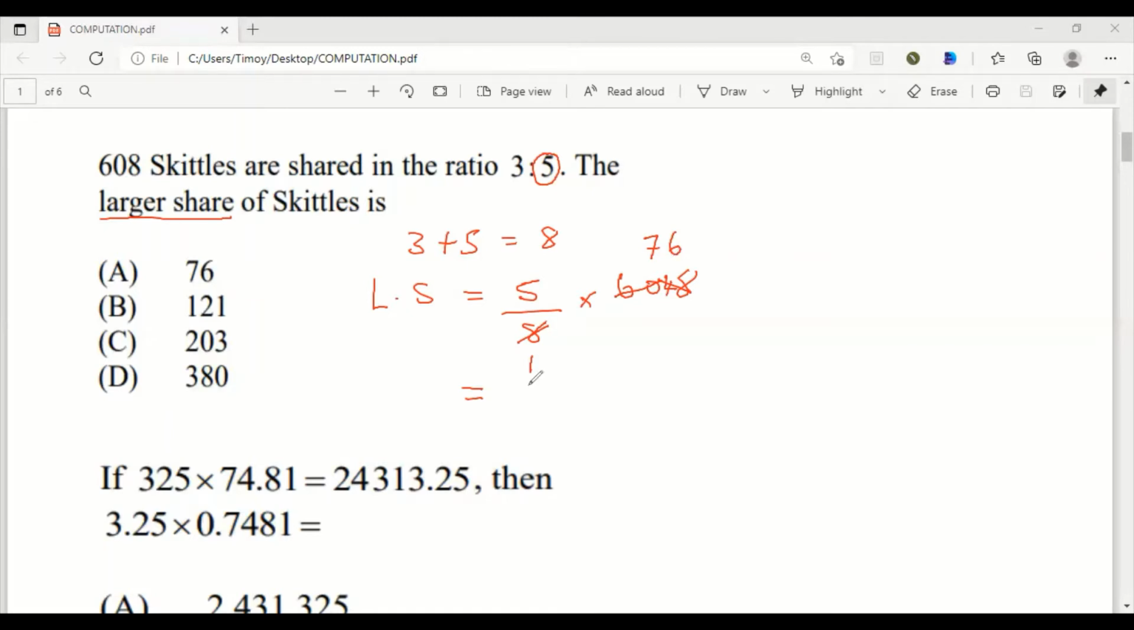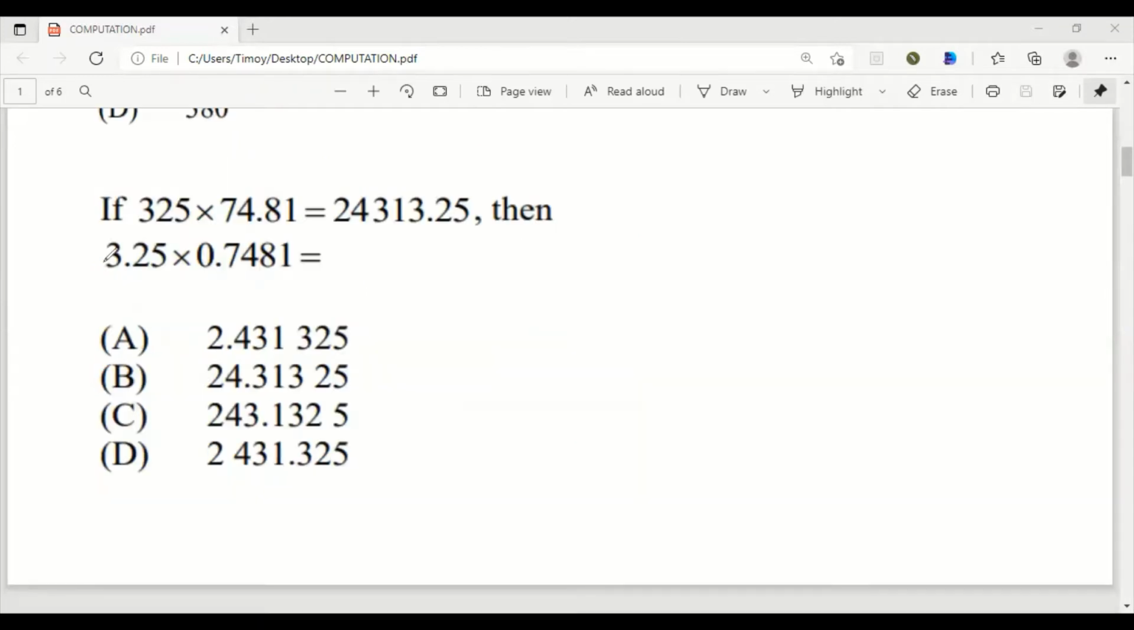So what are we left with? We are left with 5 times 76. And what is 5 times 76? That's what's going to give us 380. So therefore, our answer here is going to be D.